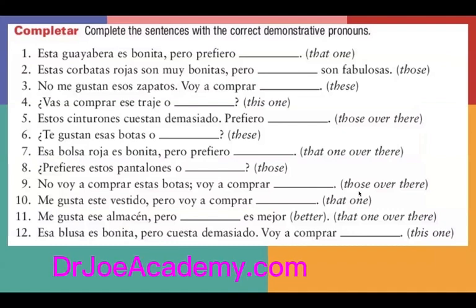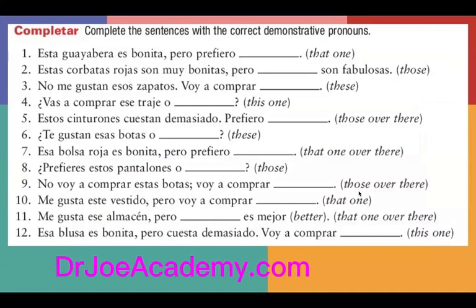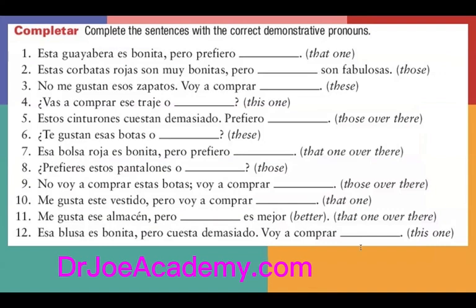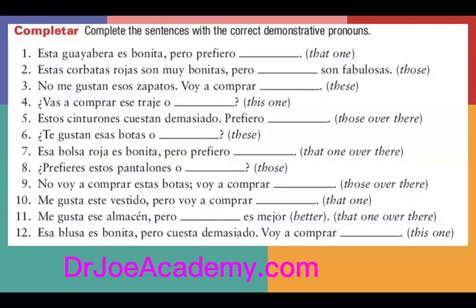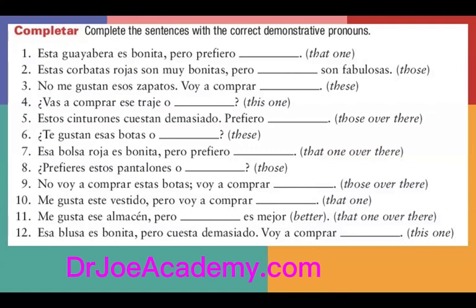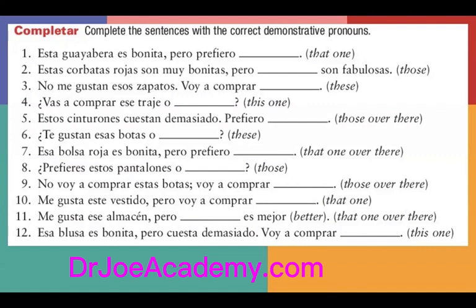And then what we're going to do is have number 3 being estos. So esas, and then these ones would be estos. Yep. Okay, so number 1, esa. Number 2, esas. Number 3, estos. Number 4, vas a comprar ese traje o this one.